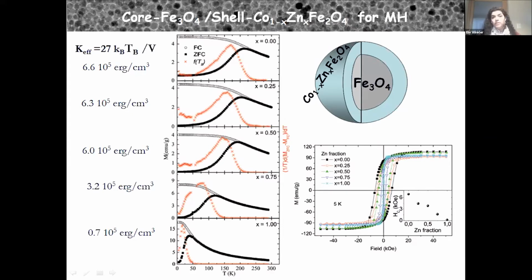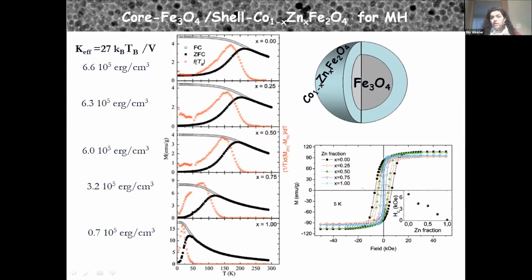So this measurement corresponds to the sample with the shell without zinc, the cobalt ferrite. And then when we replace cobalt by zinc, we see how the anisotropy is reduced. In fact, in this way, by systematically changing the stoichiometry, we can change the magnetic anisotropy by one order of magnitude without modifying the volume of the nanoparticle, because all the nanoparticle systems have an average of 10 nanometers of diameter.